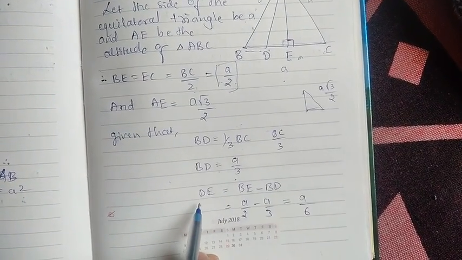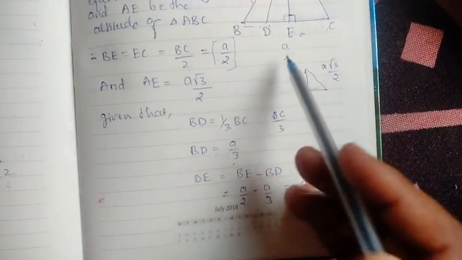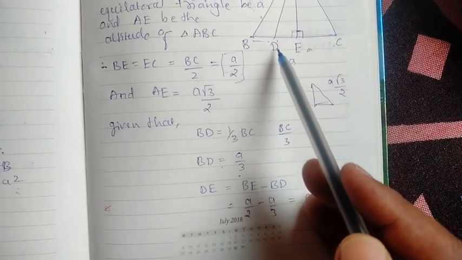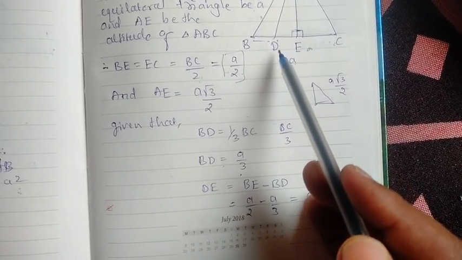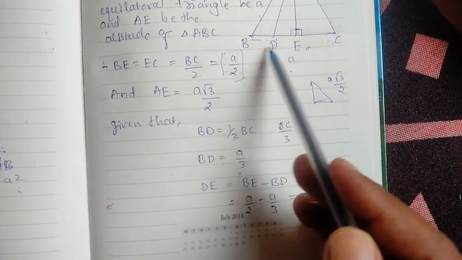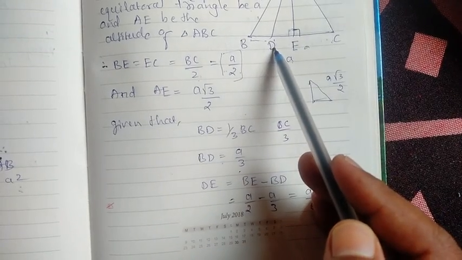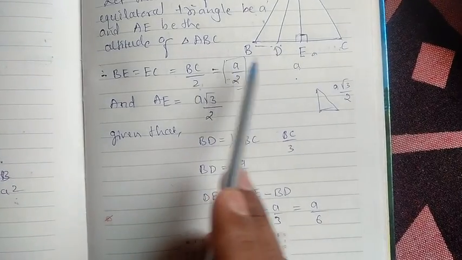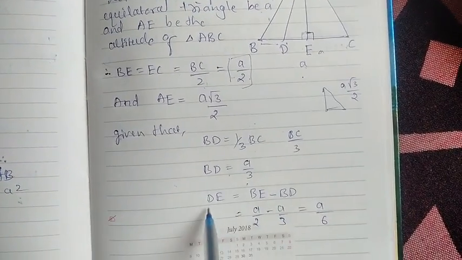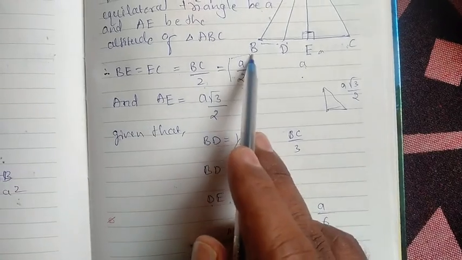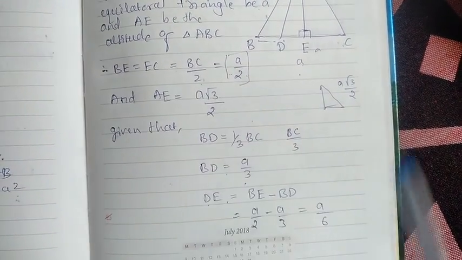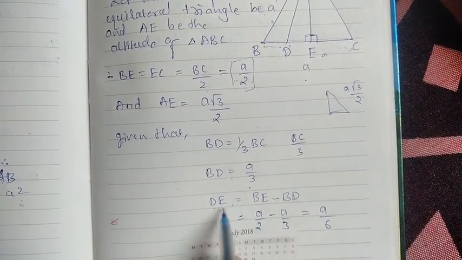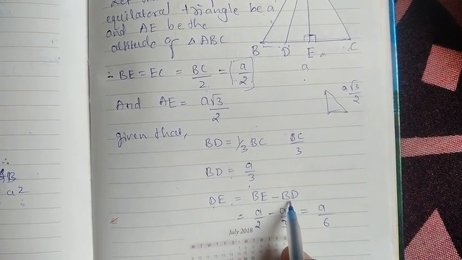So DE is equal to, see in the diagram, BE is equal to EC. Then how do we find DE here? DE is equal to BE minus BD, correct? So see carefully children. DE is equal to BE minus BD. I hope you got it.